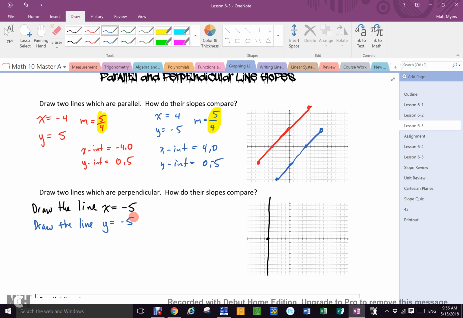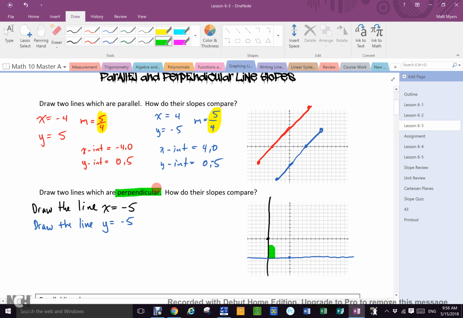Has everybody drawn that? Where is it? It is a horizontal line through which dot? Where y is negative 5. Right through there. What can you tell me about those two slopes? The lines touch and they make what kind of angle? 90 degrees.